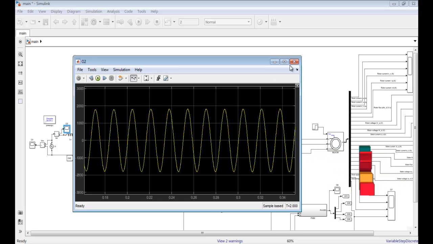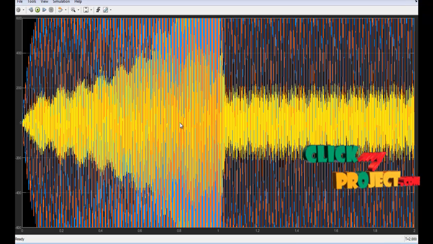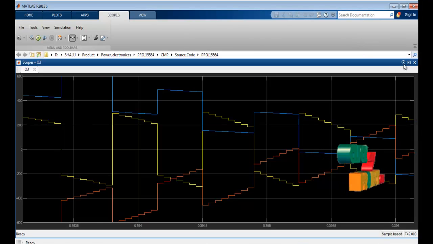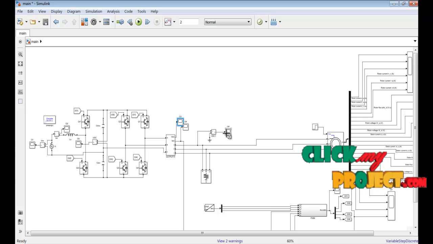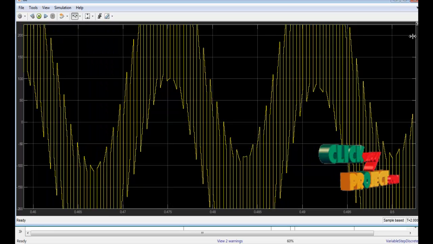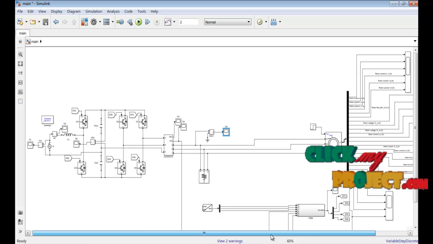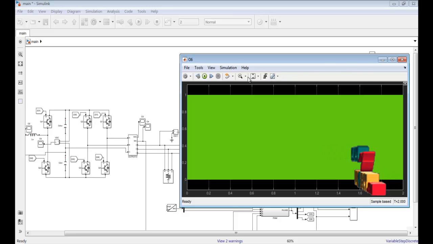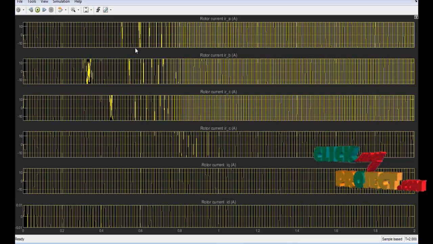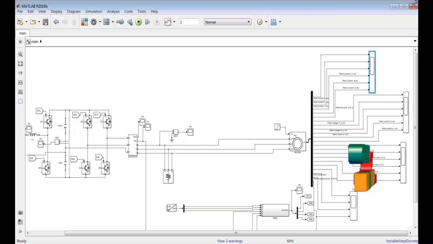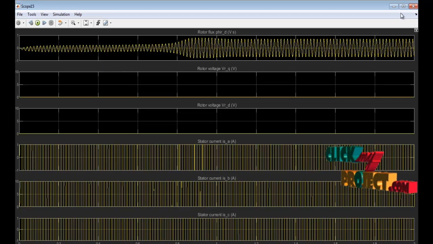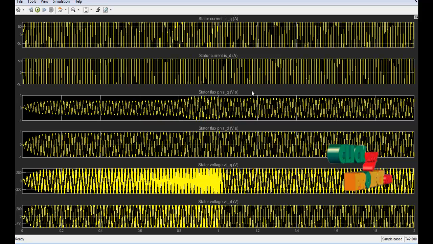This Q is the input of AC. This is the rotor current and stator current. Stator voltage.